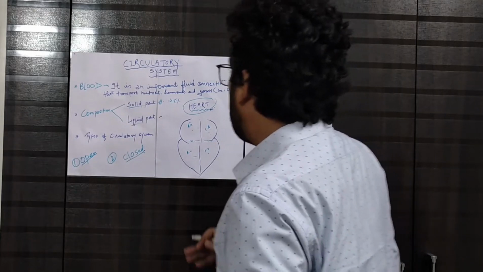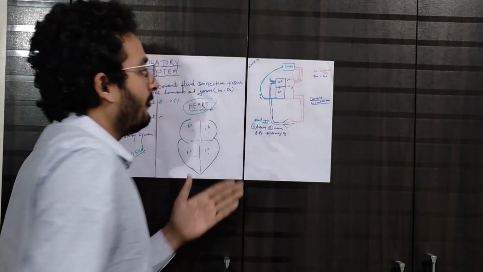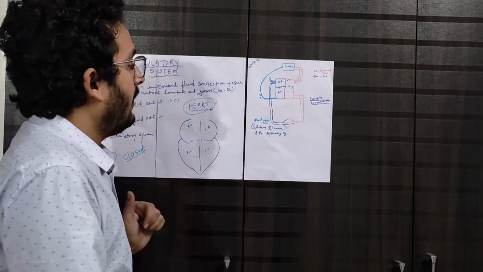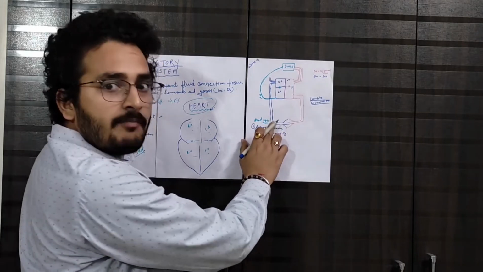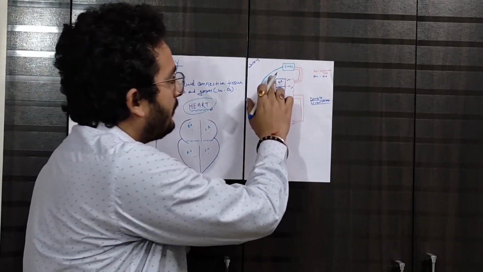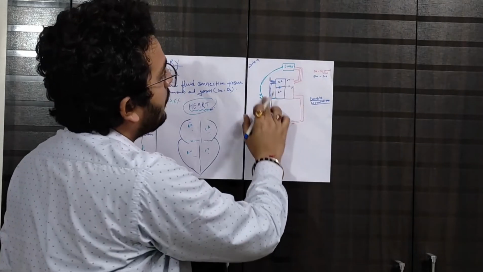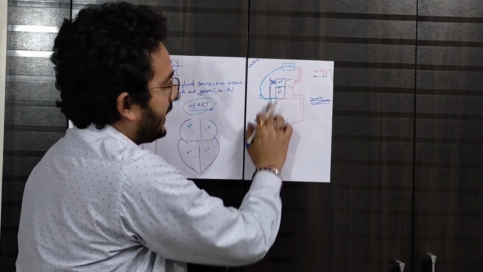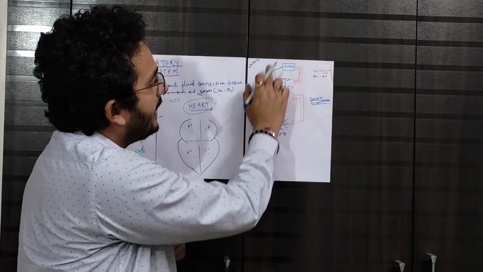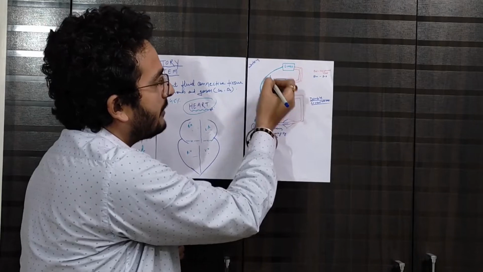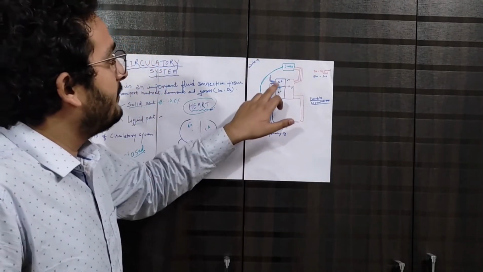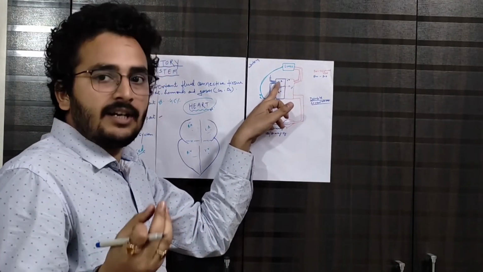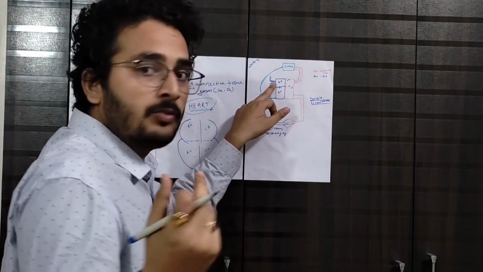Okay. Now let's see the working of the circulatory system. In the beginning, blood from the lower part of the body and the upper part of the body is poured into the right auricle through the vena cava: the inferior vena cava from the lower part of the body and the superior vena cava from the upper part of the body. This blood is deoxygenated in nature, meaning it has less oxygen content and more carbon dioxide, CO2, content.